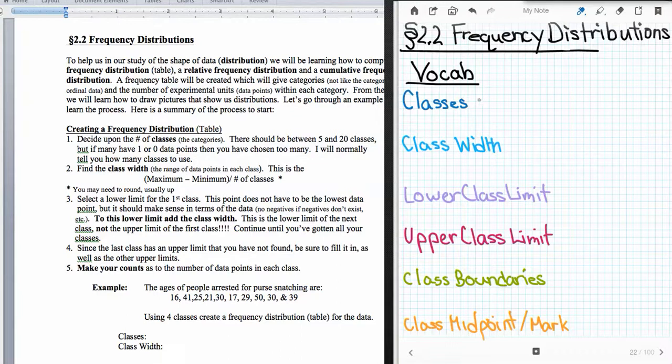So the classes are the divisions of the data. Now, in dividing the data, we want to do it into equal groups. And so we're going to call this divisions of the data. And another way you can think of this, and we don't call it this because then it's confusing with the types of data, of course, is categories, right? So it's division of the data into equal groups.